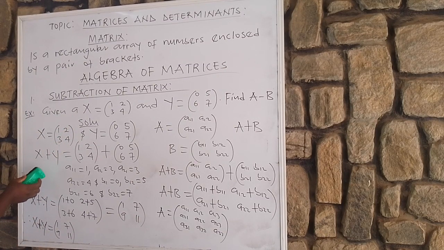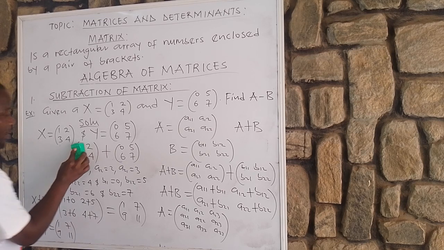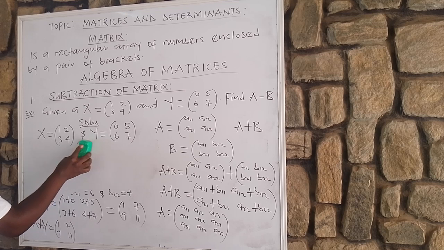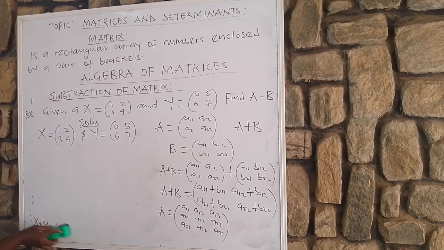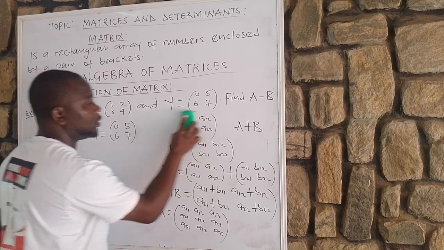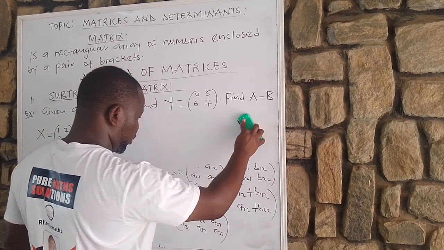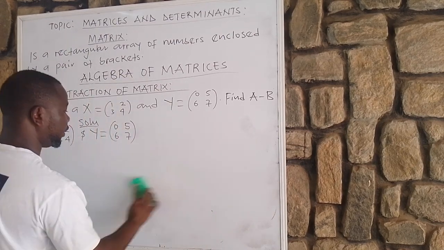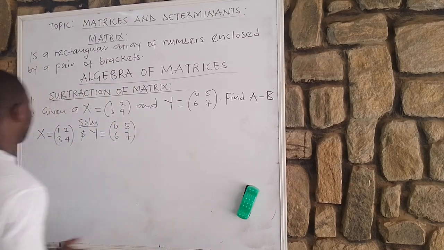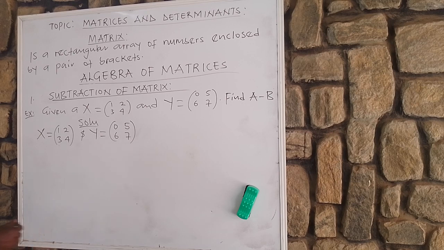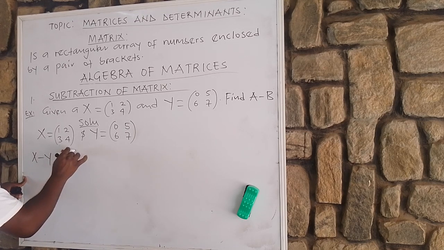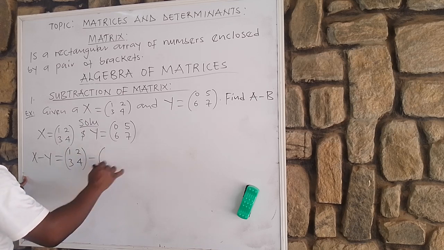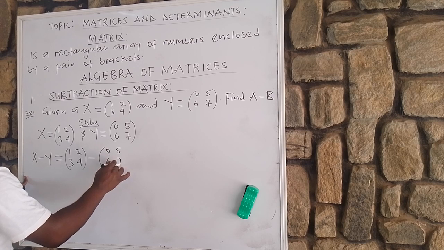now we are using X. So let's clean here. It's the same approach we will use. Is that clear? It's the same approach, please. I've said it before. So here will now be X minus Y. Notice X minus Y is equal to 1, 2, 3, 4 minus 0, 5, 6, 7.